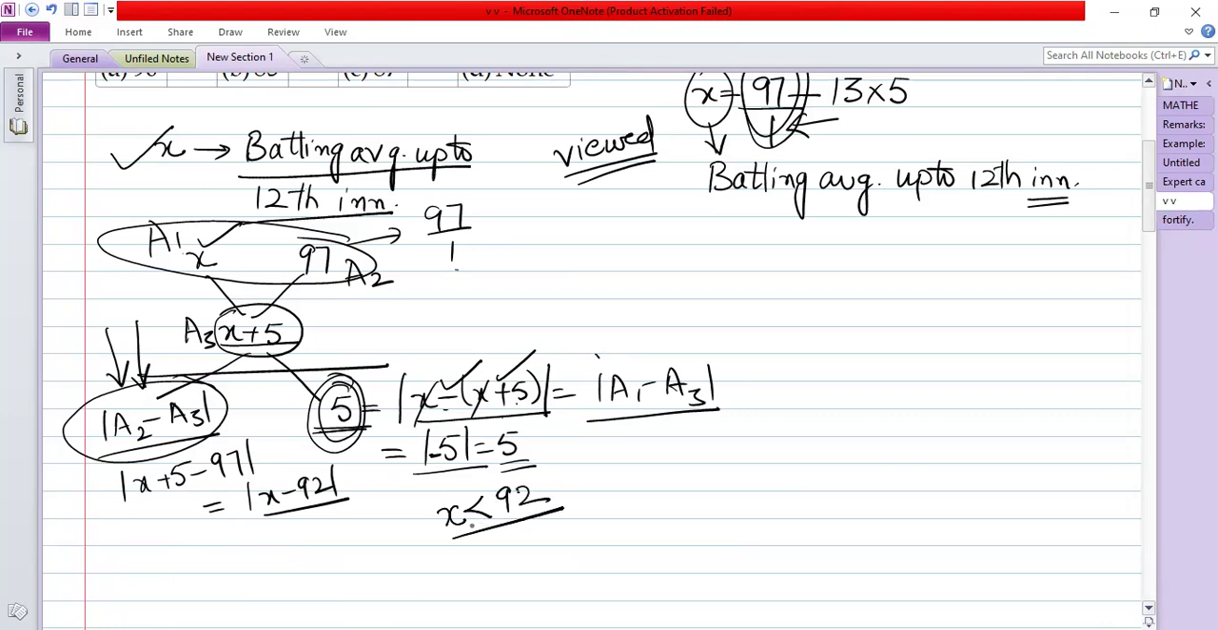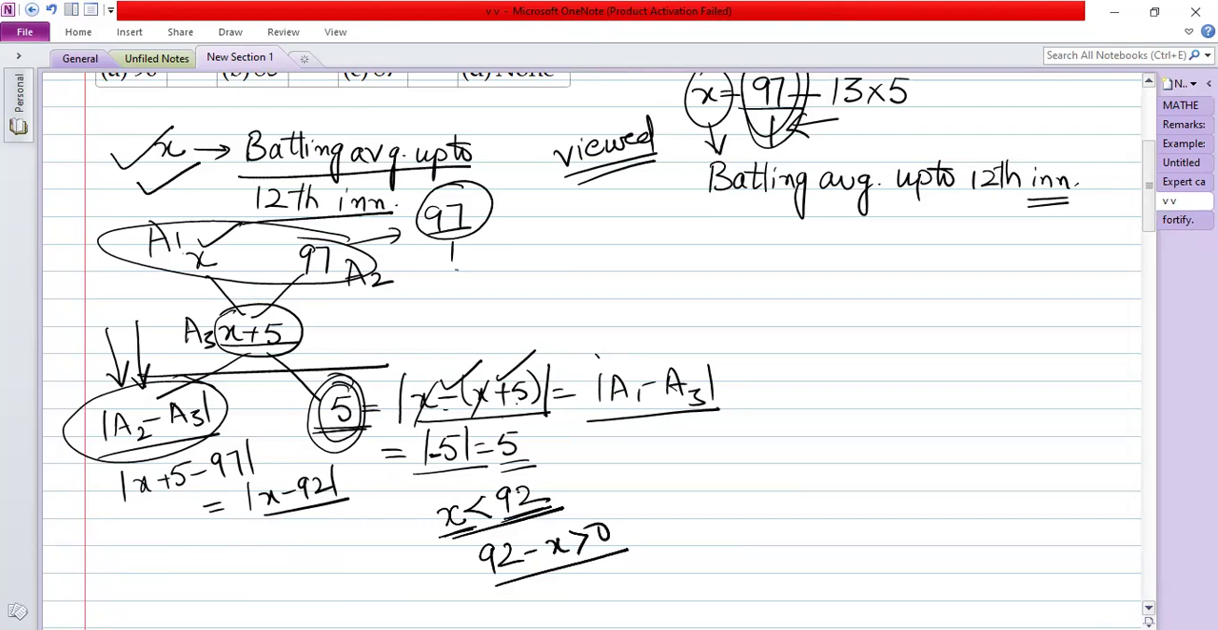This must be less than 92. I repeat, since the batting average has increased by 5 due to the performance in the last match, this X, the average up to the 12th inning, must be less than 92. Okay, so since it is less than 92, 92 minus X will be positive.